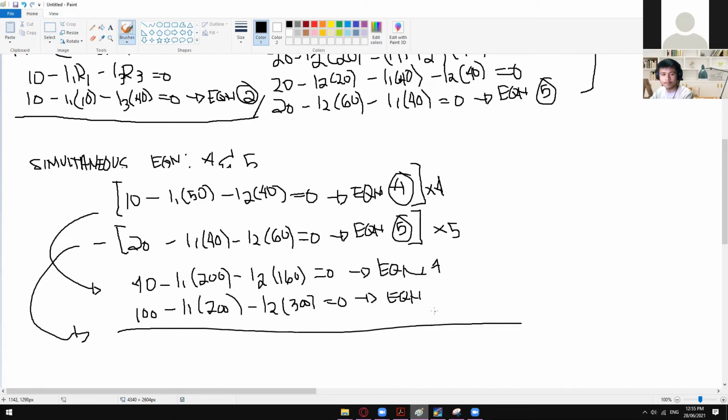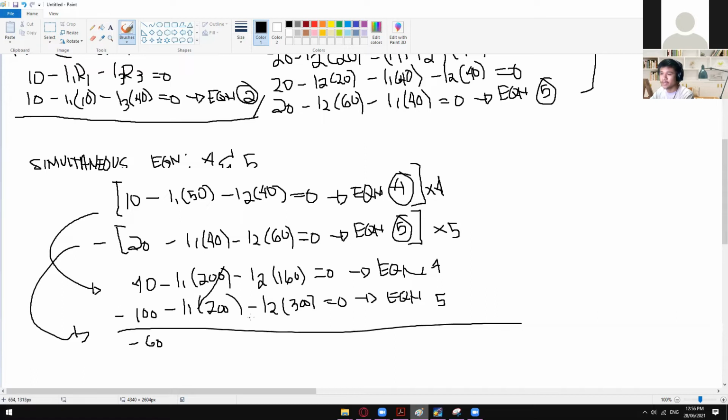Equation number 5. Okay, just one. What about the others? Okay, great. And then we can multiply this one into negative, or we can just simply deduct this one so that we can have 40 minus 100 will give us negative 60, and then minus plus minus will become positive. So all in all, this will become positive I1 200, so this will be cancelled. It will give us a zero.